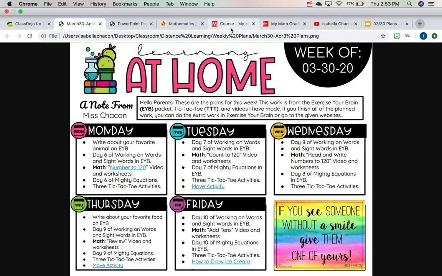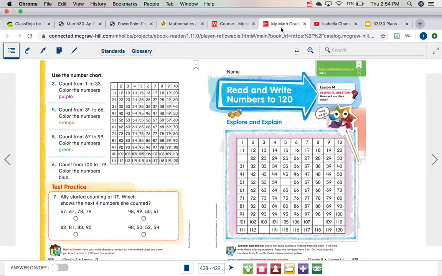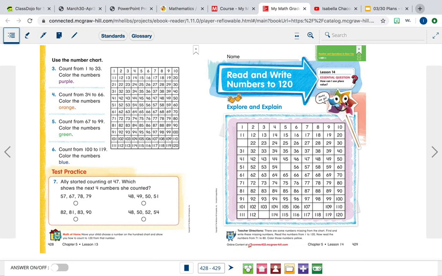All right. So today, we are going to be reading and writing numbers 1 through 120. So you know the drill. We're going to get our pens out. And remember to follow along on your pictures that I have sent through Class Dojo.